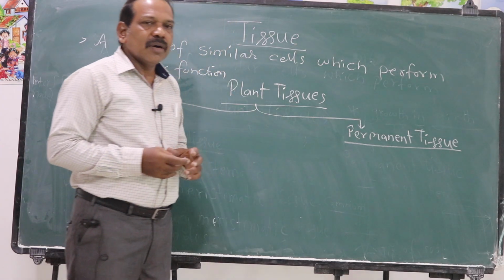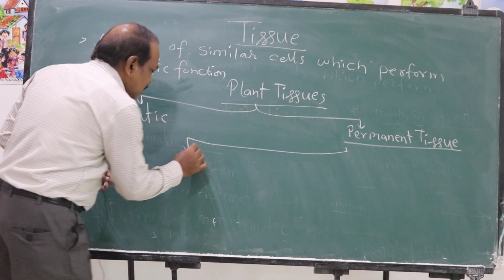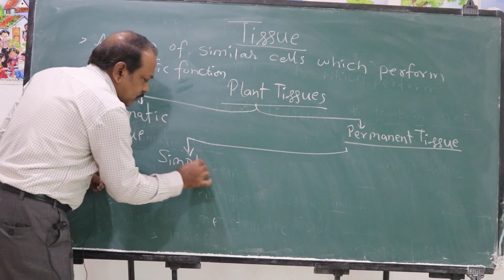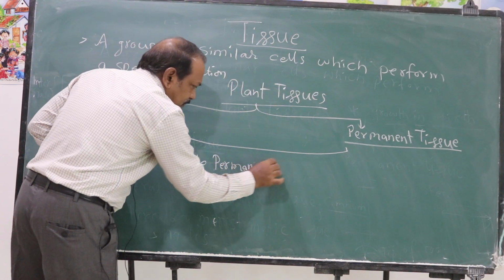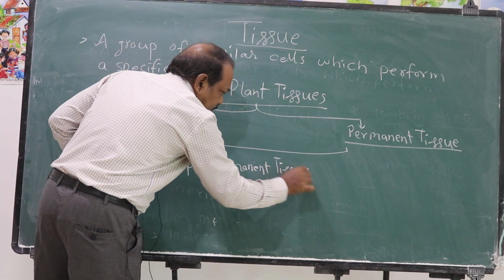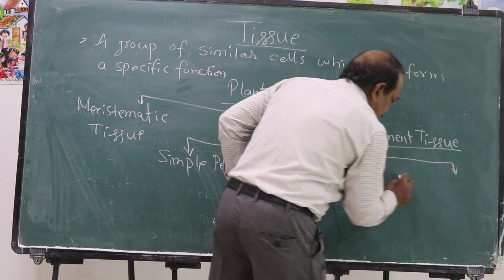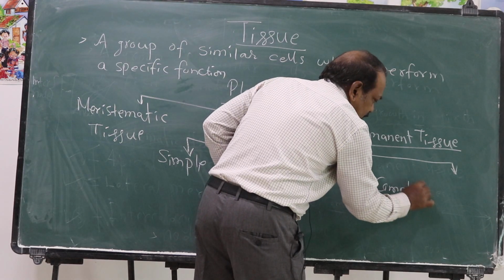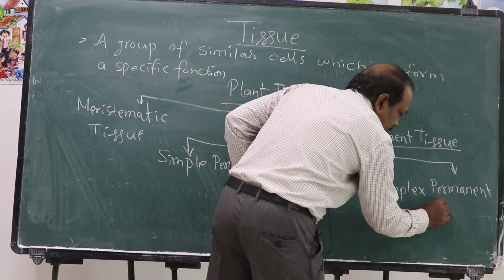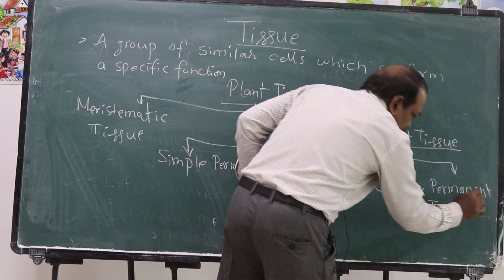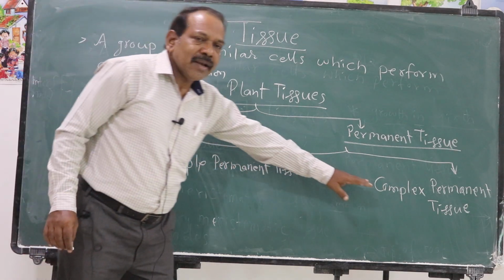Based on its structure, permanent tissue is classified into two types. Permanent tissue is of two types basically. Simple permanent tissue. The second type of permanent tissue is complex permanent tissue. Let's try to understand what are the two types, simple permanent tissue and complex permanent tissue.